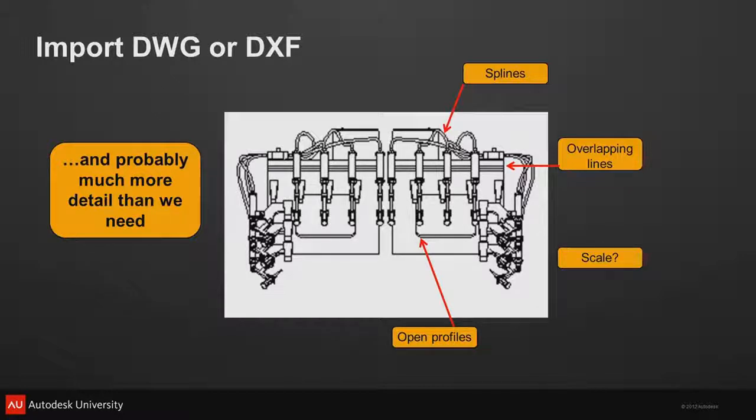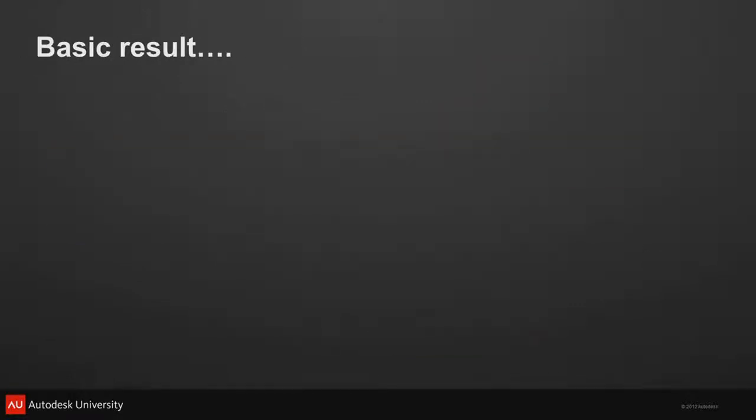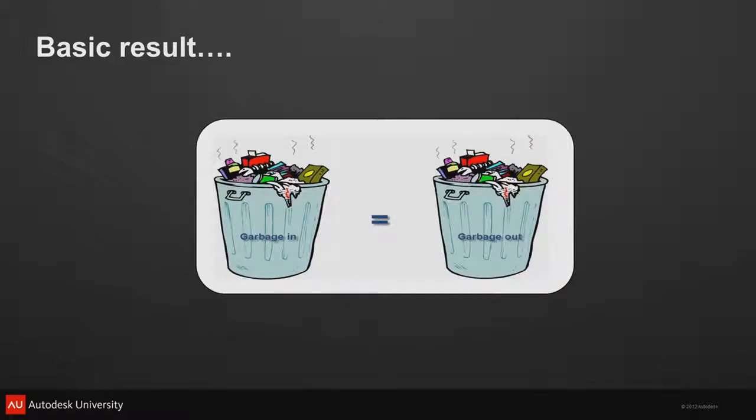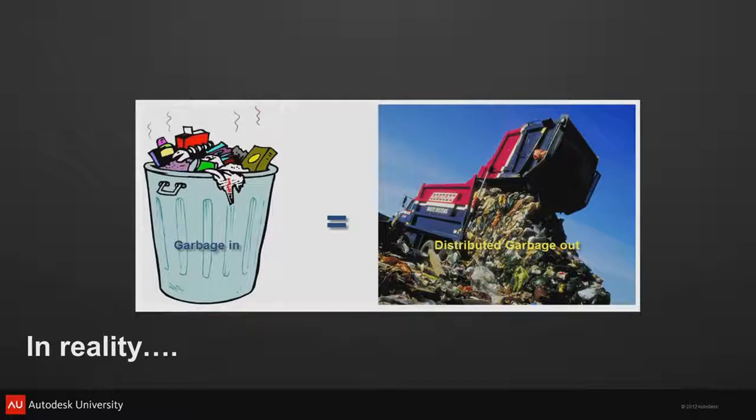Remember, when we're doing this kind of work inside of a plant layout, we're only interested in the space it occupies, unless we're doing some kind of a really pretty picture like we're trying to sell a project to somebody. Okay? For the most part, though, that's just a lot of extra detail that we don't really need, and it's just going to add a lot of extra weight to your models. So this is your basic result. Garbage in, garbage out. And really, this isn't all that accurate. In reality, it's garbage in, distributed garbage out.